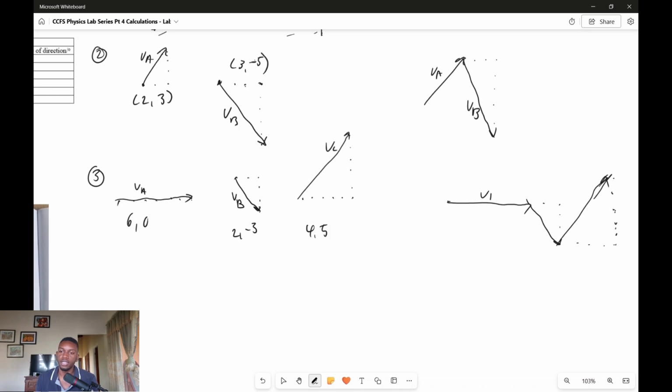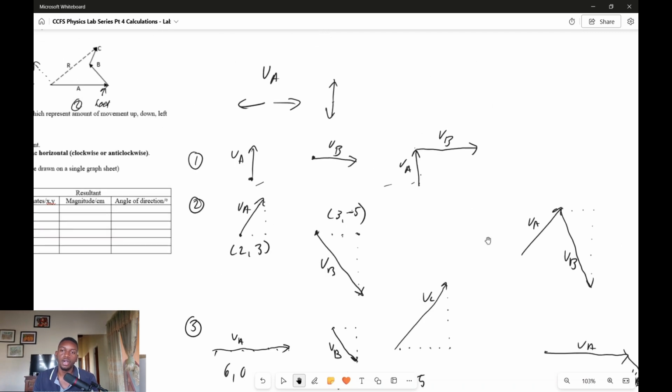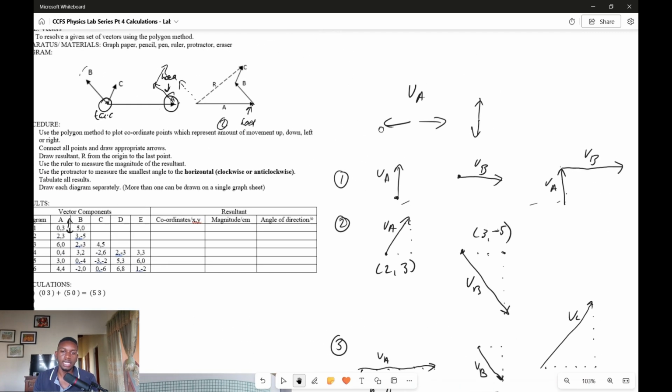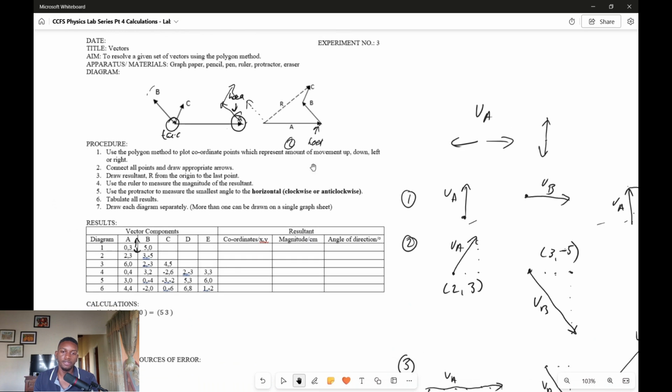And you put them in VA, VB, and VC. All right, good. So we are able to draw lines together. That is our task. Now, what is the last thing that we need to do? We need to find a way of getting our resultant.